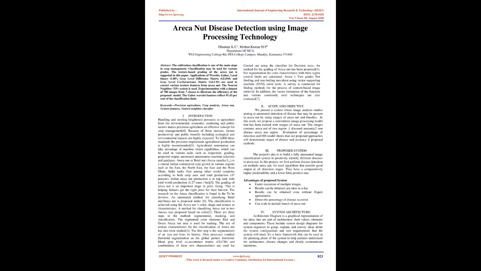Threshold segmentation is conducted on the global picture threshold. Mean, Gray Level Co-Occurrence Matrix (GLCM), and a combination of these 2 characteristics are used, carried out using a decision tree classifier. A method for the grading of areca nut has also been proposed. For segmentation, the color characteristics with 3 sigma control limits are calculated. Areca nut grades, boiling and non-boiling nuts, are determined using a support vector machine (SVM) and color tools.